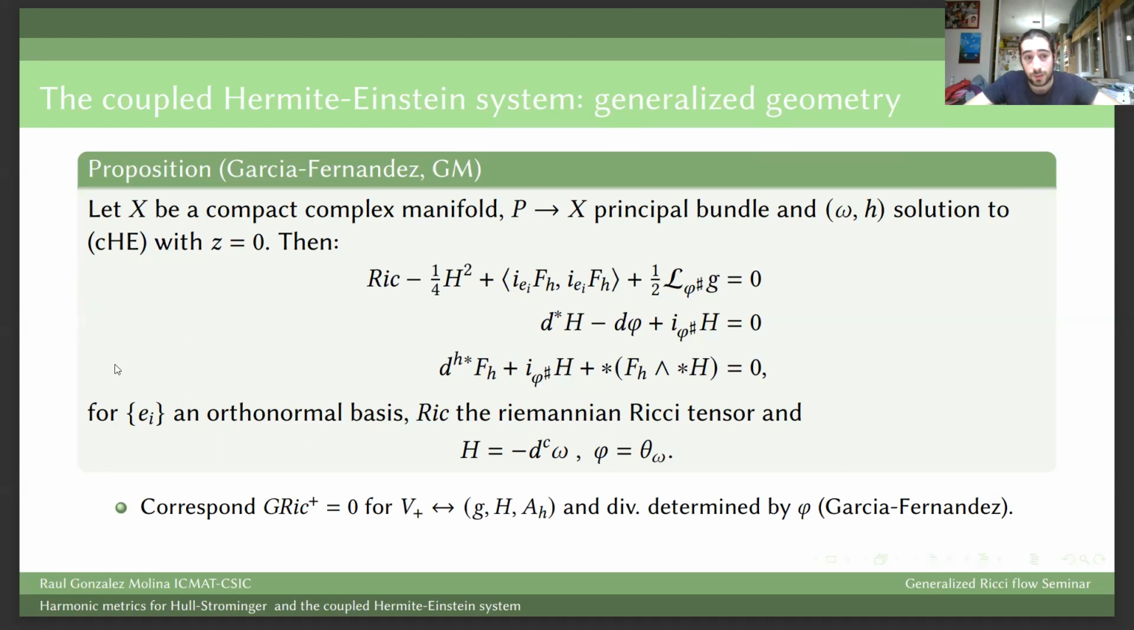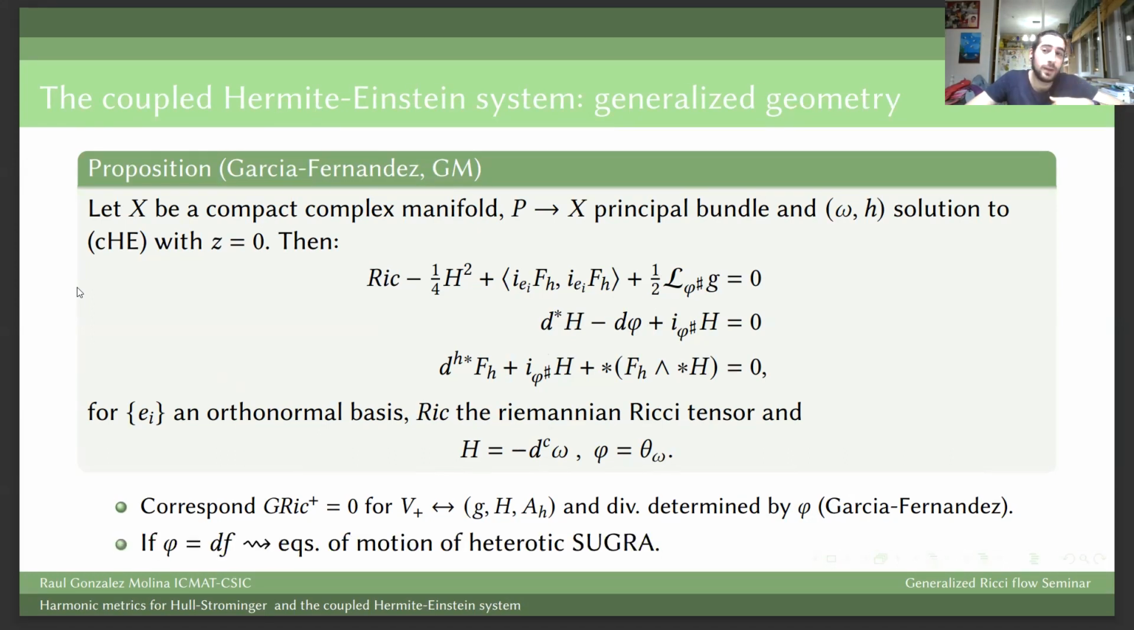So in the work of García Fernández, these terms accounted for the vanishing of the generalized Ricci tensor for a generalized metric in this Courant algebroid of a special type, of string type. This generalized metric is encoded in this Riemannian data. Okay, so a Riemannian metric, a 3-form, and a connection on the bundle. And also for defining the generalized Ricci, we need a divergence, and that is determined by this phi here that appears in the system. And in the case of the coupled Hermite-Einstein system, it is actually the Lee form of the Hermitian metric.